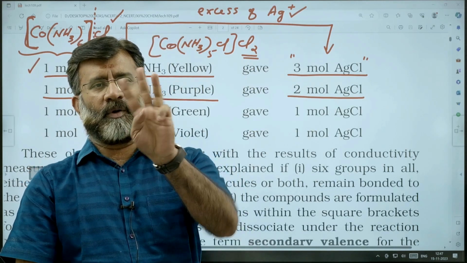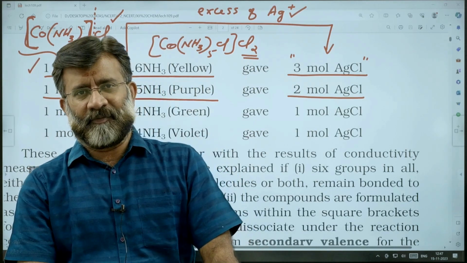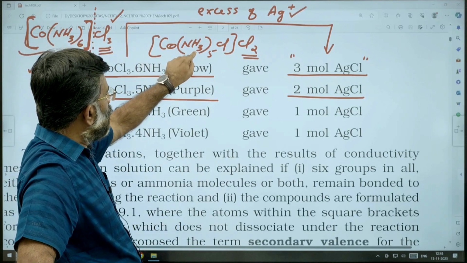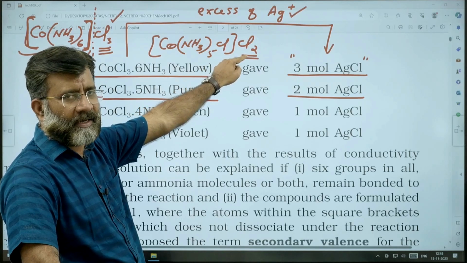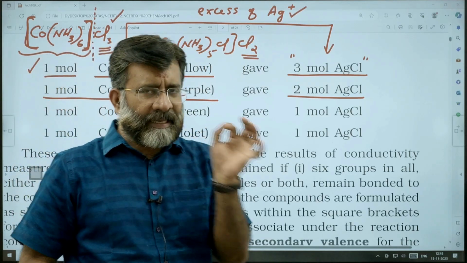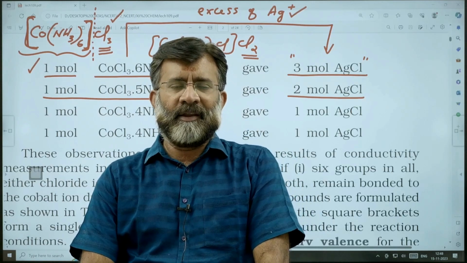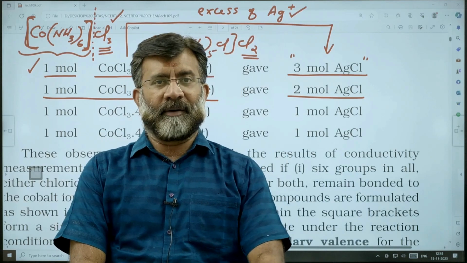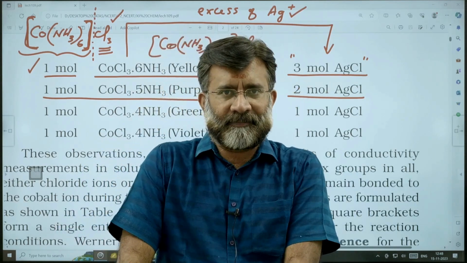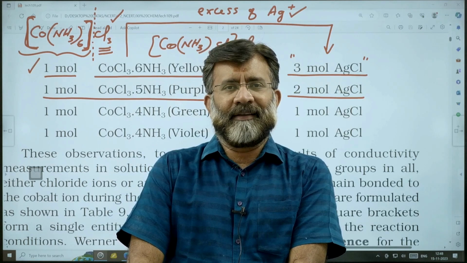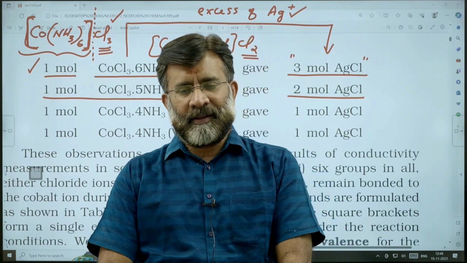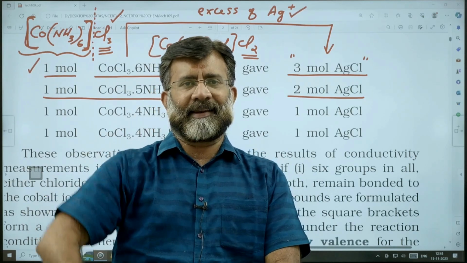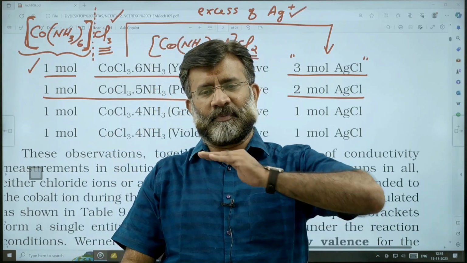Out of the 3 chlorine, 1 comes in. Why? Because here we had 6 ammonia, here we have 5 ammonia, and 1 valency can be satisfied by chlorine. The secondary valency of a metal remain fixed. For example, cobalt will show coordination number 6, which is a constant. And that is what the observation explained by Alfred Werner. He says a metal show constant coordination number, constant secondary valency. Secondary valency found to be fixed.